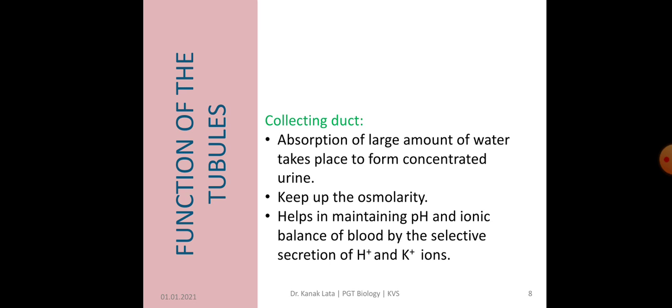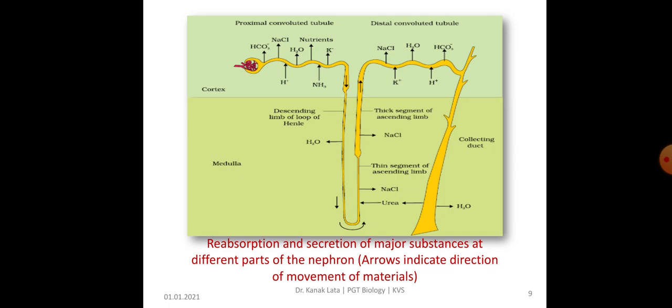Next is the collecting duct. In this part of nephron, absorption of a large amount of water takes place so that urine becomes concentrated. It also helps to keep up the osmolarity. It also helps in maintaining the pH and ionic balance of the blood by selective secretion of hydrogen and potassium ion. This is the diagrammatic view of nephron showing reabsorption and secretion of major substances at different parts of the nephron. Here arrows indicate the direction of movement of materials.